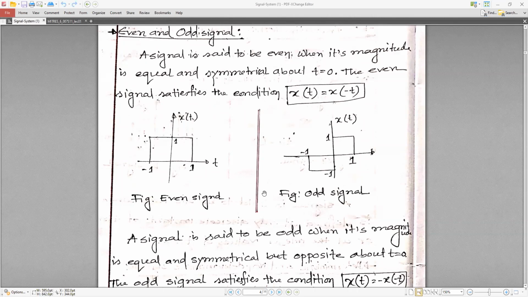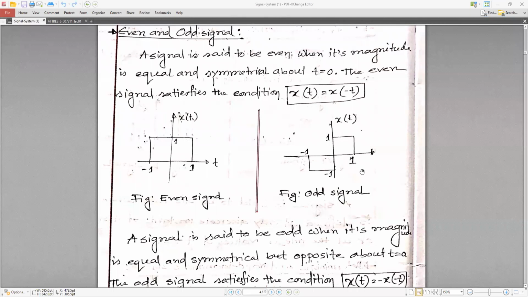Even and odd signal. See this. A signal is said to be even when its magnitude is equal and symmetrical about t equal to 0. The even signal satisfies the equation. Magnitudes are the same, and it maintains a symmetry, and it is an even signal. See here, at position 1, if you look at the amplitude, it is the same as at -1. So it is an even signal.